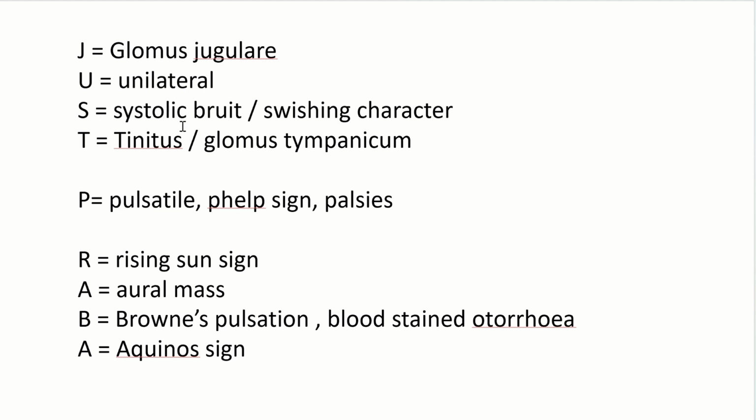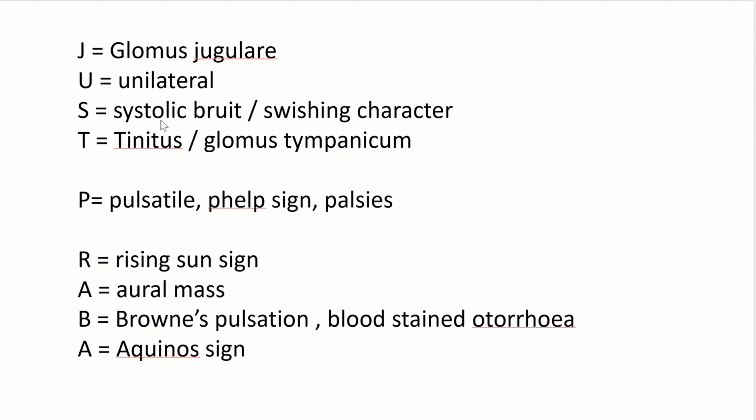S stands for systolic bruit or swishing character. That means there is tinnitus in the case of glomus tumor. The tinnitus is swishing in character, and it is pulsatile in nature also. T also stands for tinnitus, and it is pulsatile. In this way we got to know another prominent symptom of glomus tumor: unilateral hearing loss, tinnitus.